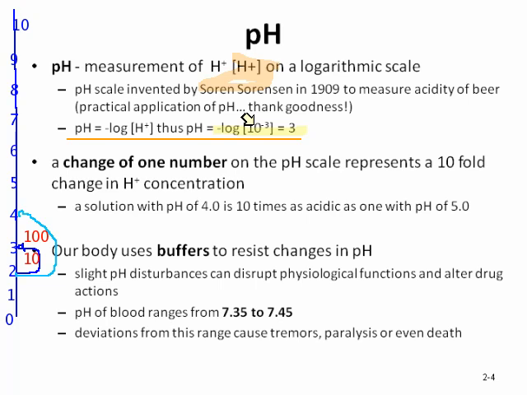And when we increase from 2 to 5, it's not just a simple jump of 3, it's actually a jump of 1,000. And so it's a tenfold increase in the concentration of hydrogen ions that we are experiencing. That's what that 10 means.